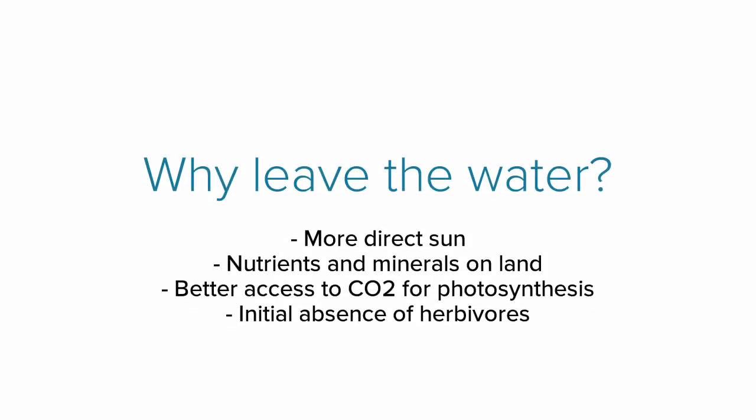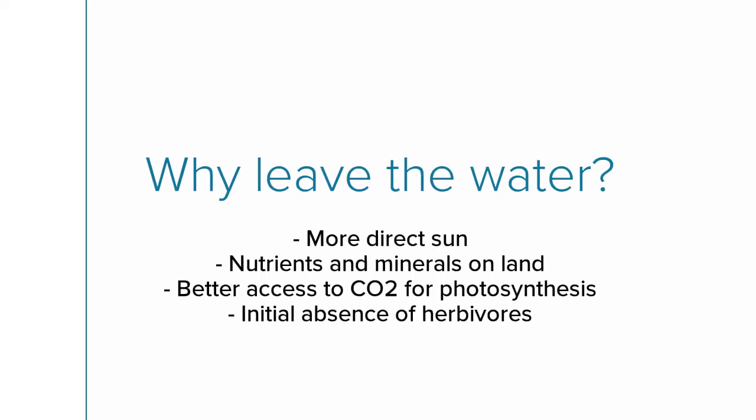So if life was so good in the water, then why did plants want to move onto the land? For one, there's more direct sunlight on land, which allowed for more efficient photosynthesis. And related to that, there's also better access to carbon dioxide on land. So both of these help with photosynthesis. There's also a lot more nutrients and minerals on land. And also there was initially the absence of herbivores. So plants didn't really have a predator on land.